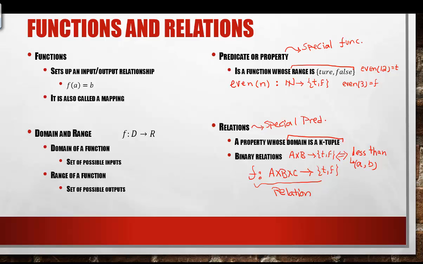For these binary relations, or even binary functions, we can use infix notation. So for example, for the less than function, we could do either less than, parentheses A comma B, or equivalently we could do A less than B. These two mean the same thing. The right hand side is an infix notation, whereas the function format is a prefix notation. But both would mean the same thing.